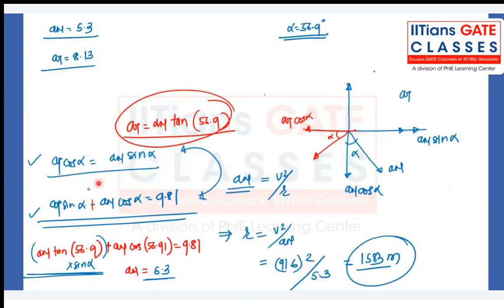One more relationship which we can use is this, which gives us the value of AN equal to 5.3. And r is equal to v square by AN. So we just have calculated 91.6 whole square divided by AN, which is 5.3, gives us 15.83.